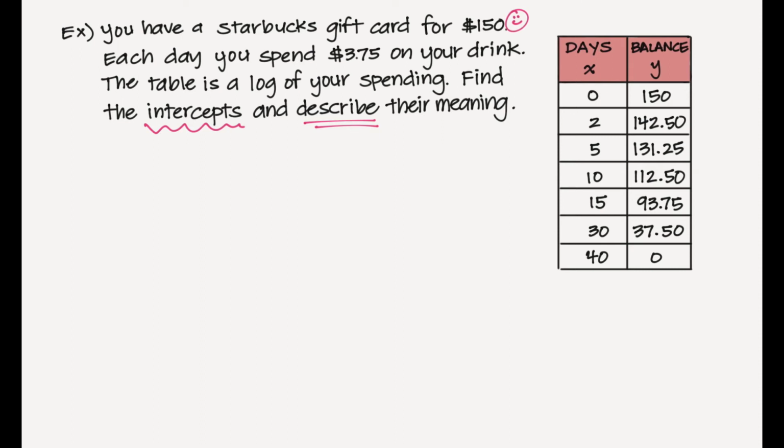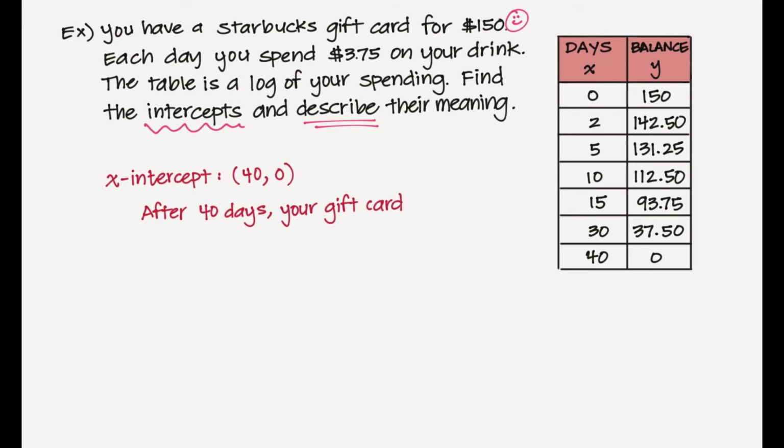I can just look at the table, and where I have a number in my x value, but a 0 for the y value, that's the x-intercept. So at 40, 0, I will find my x-intercept, and this means that after 40 days, the balance of my gift card is going to be $0. So that just means that we spent all of our money.